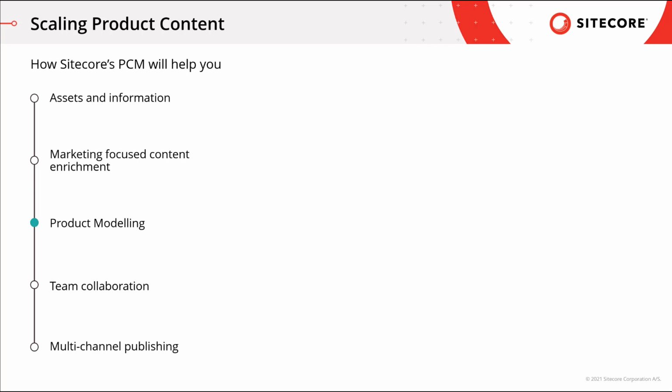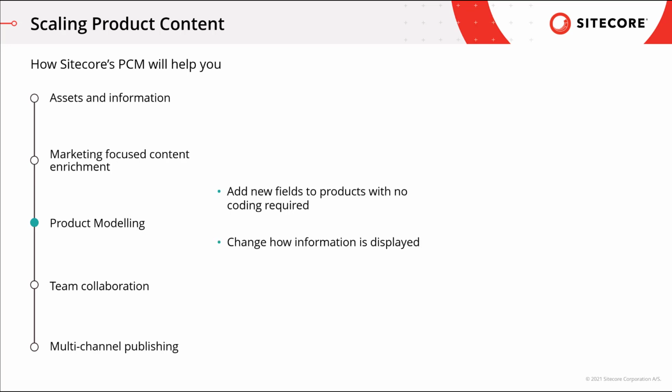As we move into the product modeling, there are three key things to consider. Firstly, Sitecore PCM is built to ensure that it can grow and adapt alongside its users. This is why it allows for changes to the product data structure without the need for code. Additionally, each user group will care about different parts of the product data. With Sitecore PCM, it is easy to change what data is shown and who it is shown to.